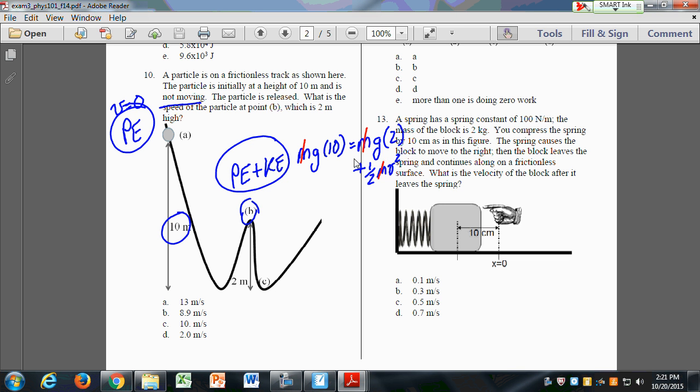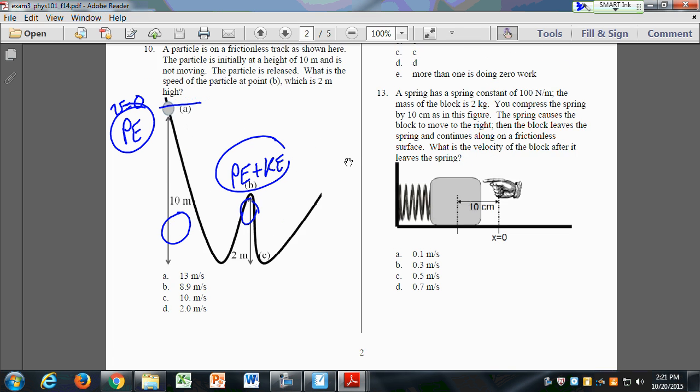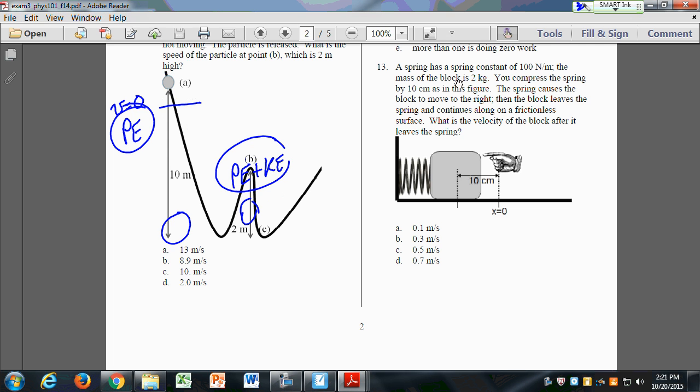Let's look at number 13 because I'm pretty sure, I'm not absolutely certain. I forget if I put a spring problem on there, but I'm almost certain that there is a spring problem. So if I'm almost certain, then you could be almost certain too. But I'm not certain, so don't get on the test and be upset with me if there's not one on there. Okay, so a spring has a spring constant of 100 Newton meters. The mass of the block is 2 kilograms. You compress the spring, causes the block to move to the right, and then the block leaves the spring and continues on the surface. What is the speed of the block after it leaves the spring?